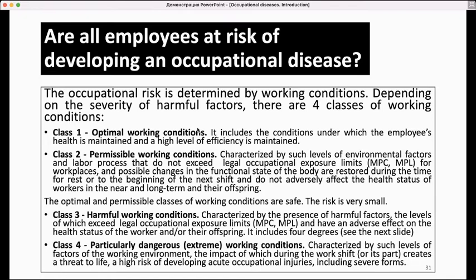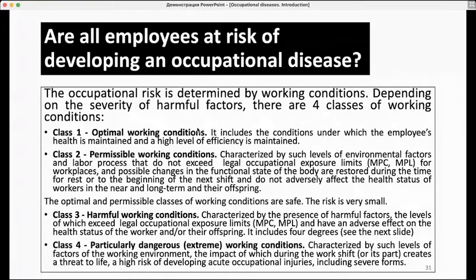Let's look at them. So again, in general, we have 4 classes of working conditions risk. The first class is about optimal working conditions. It includes the conditions under which the employee's health is maintained and a high level of efficiency is maintained.